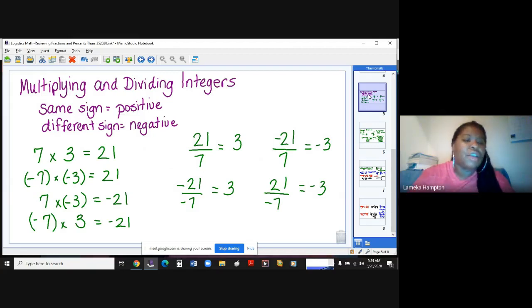All right. So multiplying and dividing integers. The good news is that both operations use the same rule. So that's the good news. You don't have to change anything. You don't have to deviate from anything.